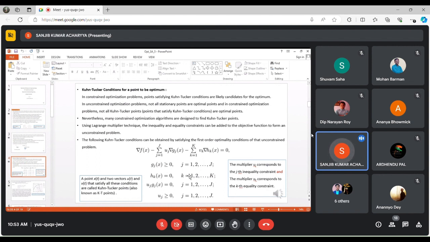And here I have given the list of Kuhn-Tucker conditions. First of all, not only the grad f(x), but we have to take care of the grad of the constraint functions.